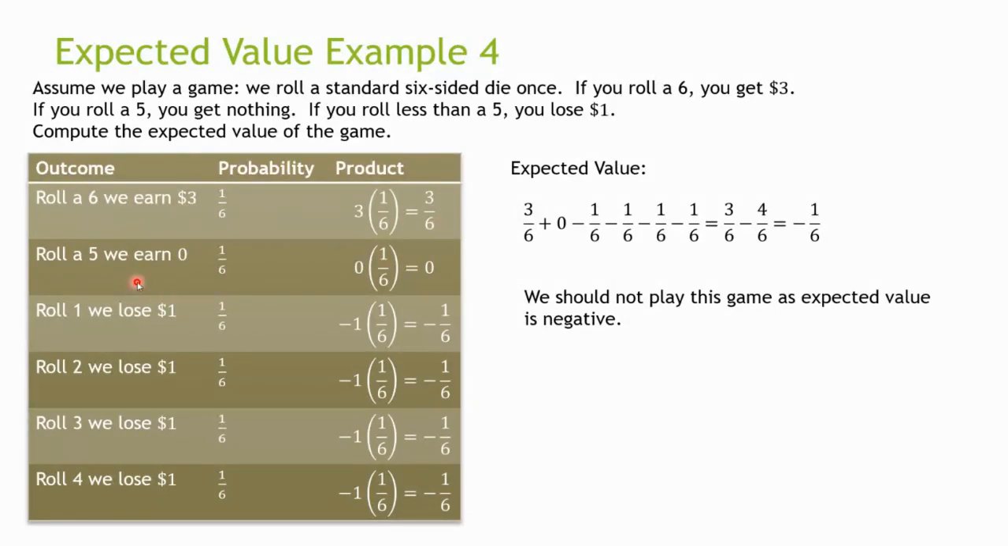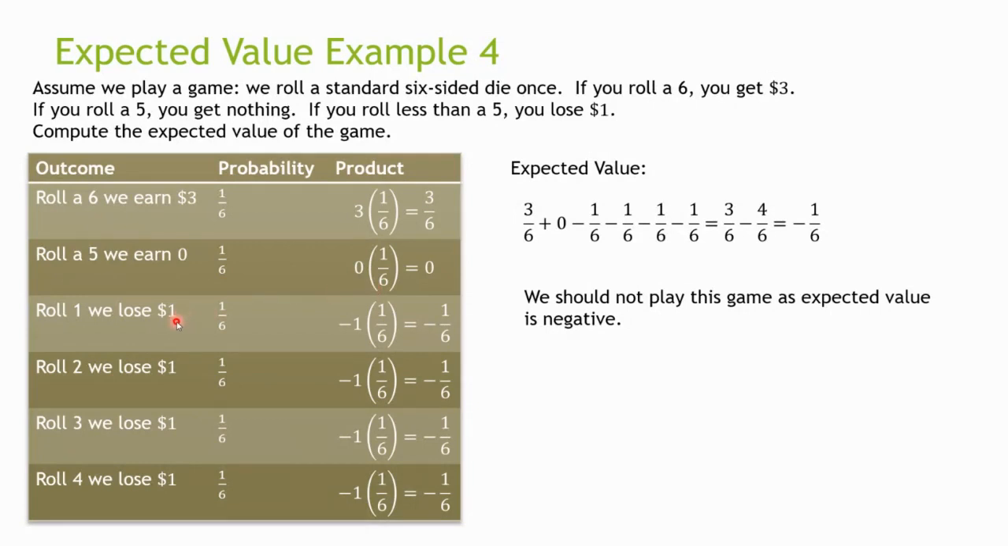If we were to roll a 5, though, instead, okay, we would then get 0. We earn nothing, right? So we get no money. That has probability 1 over 6. Multiply, get the product, you get 0. Okay.